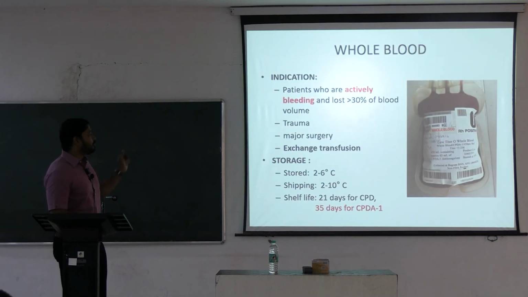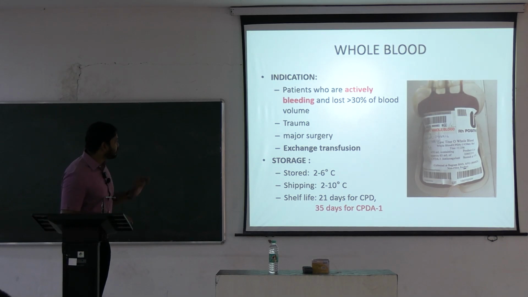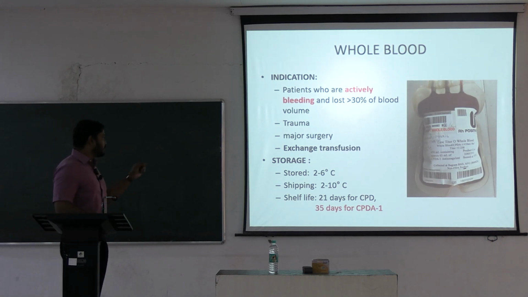So this is how a whole blood looks. It is indicated in patients who are actively bleeding and who have lost more than 30% of blood volume. More than 30% of blood volume means she has lost almost everything. She is in stage 3 shock. She has lost RBCs, she has lost plasma, she has lost clotting factors. So we try to give whole blood for the patient.